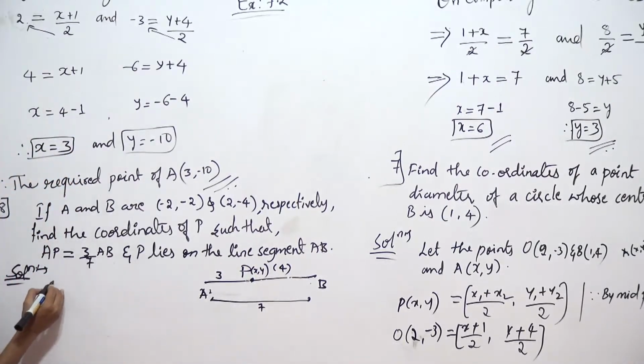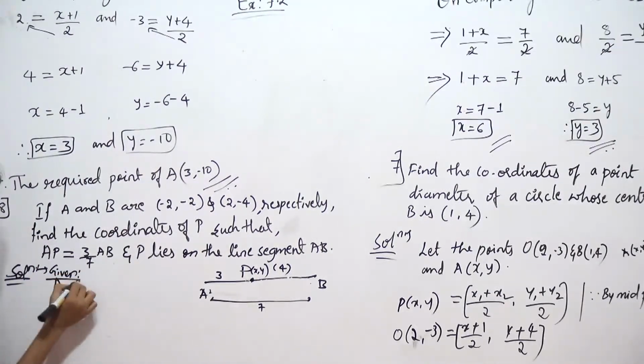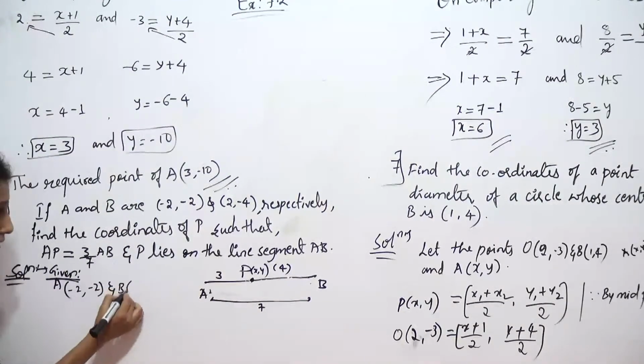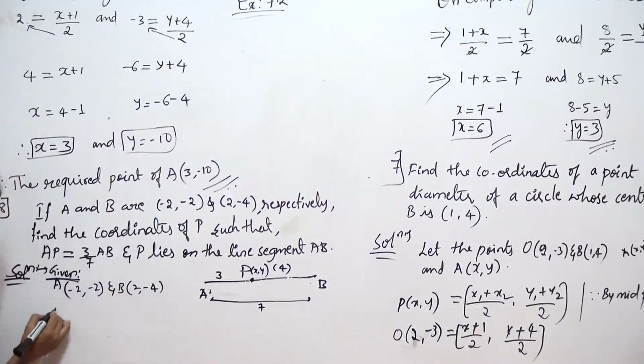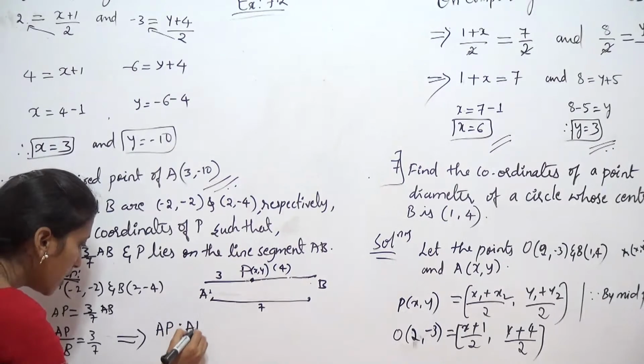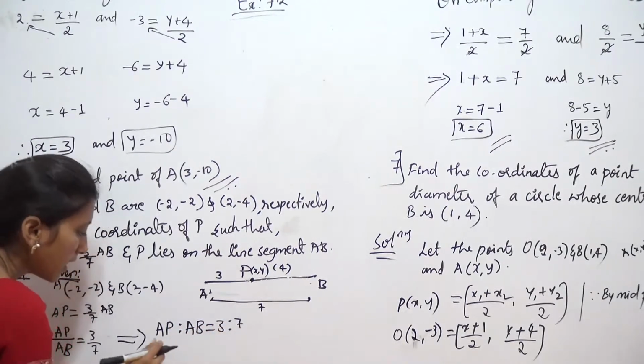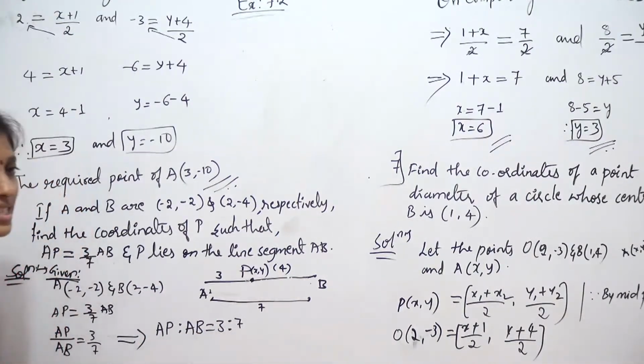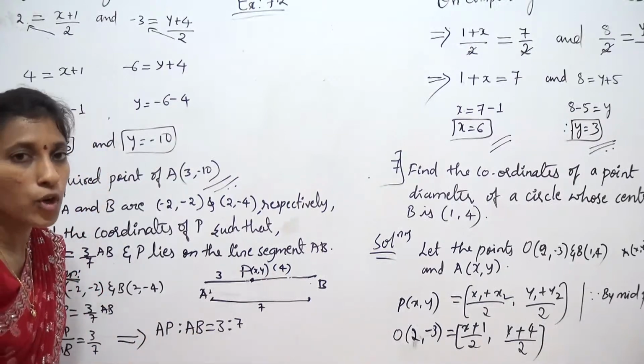Or you can take, given A points are minus 2 comma minus 2 and B points are 2 comma minus 4. And the ratio they gave, AP is equal to 3/7 into AB. Or you can take this by cross multiplying: AP divided by AB is equal to 3/7. That means AP ratio AB is 3/7. That means AP has 3 units, AB length has 7 units. What about PB? Obviously it will be 4 units.